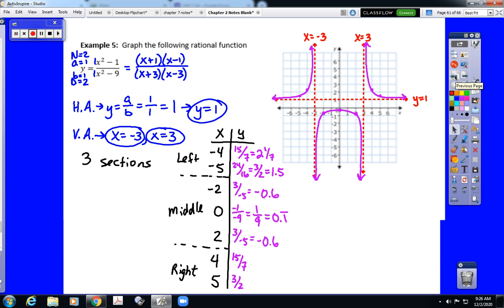Okay, that does it for the second video. The third video is going to cover all those special case situations, oblique asymptotes, holes, and give a couple more examples dealing with those situations.